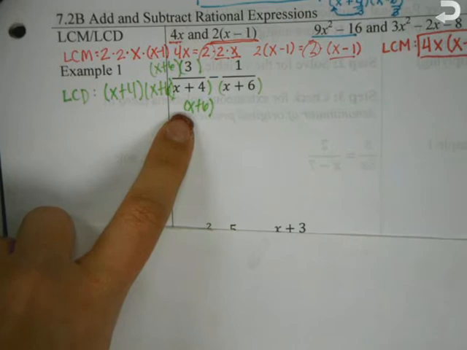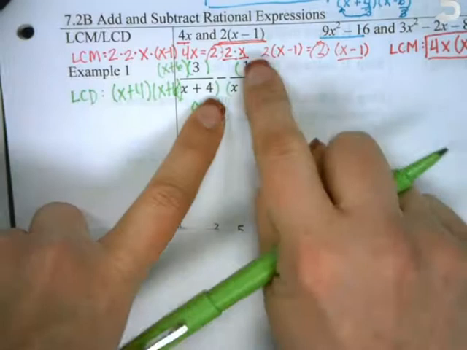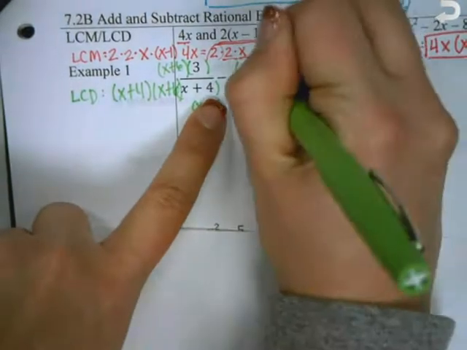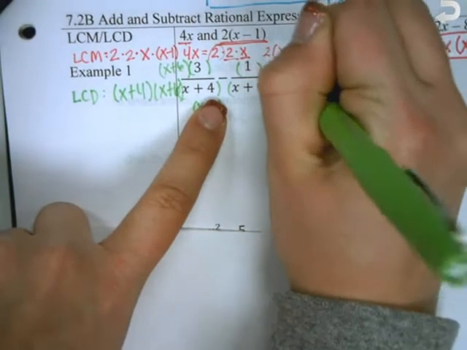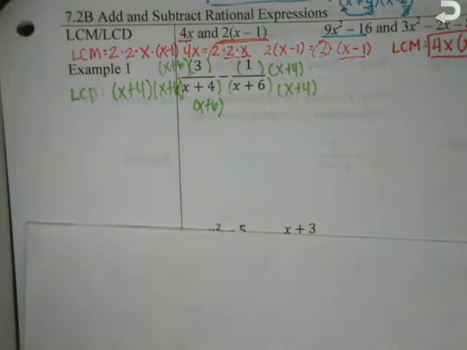We do the same thing here. What am I missing on this one? I'm missing x plus 4. So we just multiply by what we're missing, x plus 4. Correct. You just multiply by the opposite one, by whatever is missing.